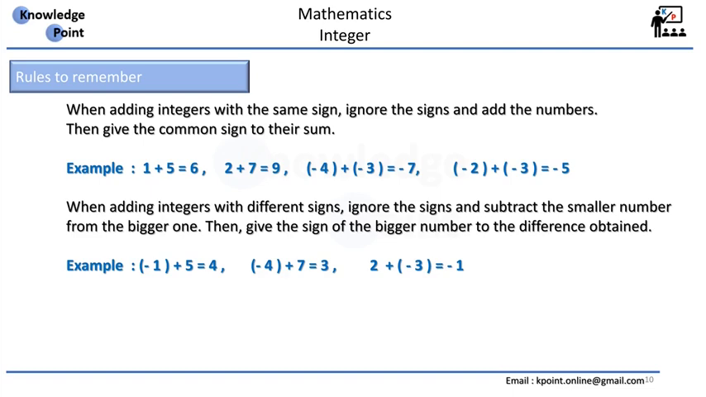And now assign the sign of largest number. The largest number 3 is here, it has a minus sign, so the answer will get a minus sign. Okay, these are the two formulas or rules, I can say, you need to remember again and again.